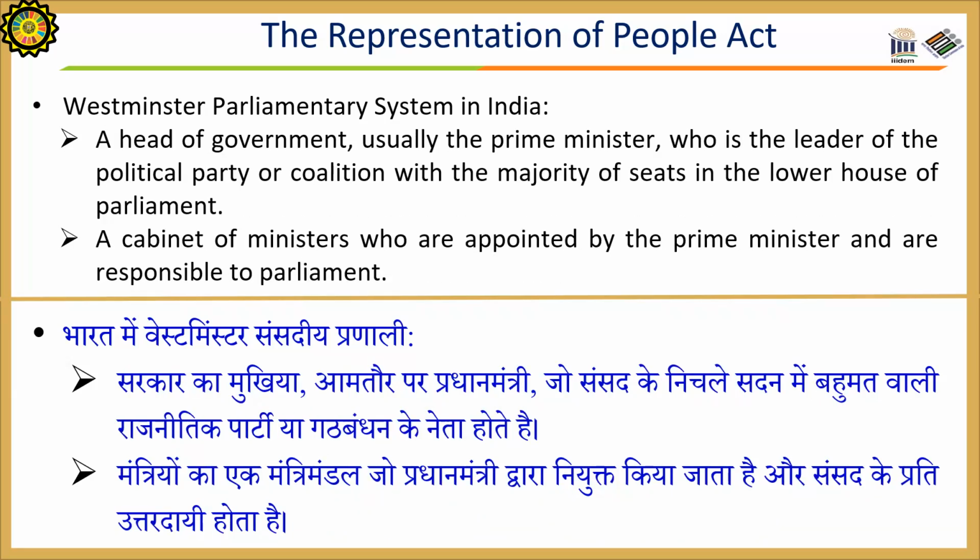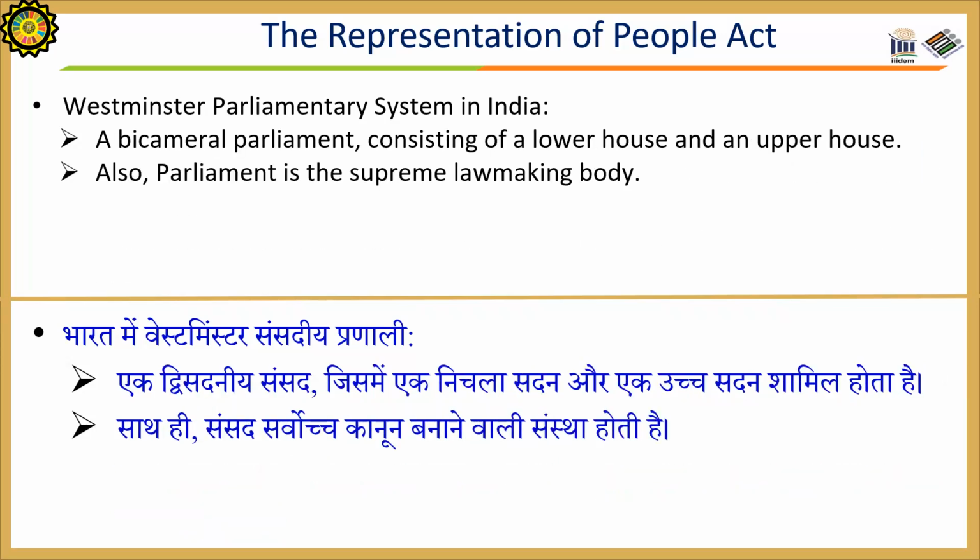A head of government, usually the Prime Minister, who is the leader of the political party or coalition with the majority of seats in the lower house of the Parliament. A cabinet of ministers who are appointed by the Prime Minister and are responsible to Parliament. A bicameral Parliament consisting of a lower house and an upper house. Also, Parliament is the supreme lawmaking body.